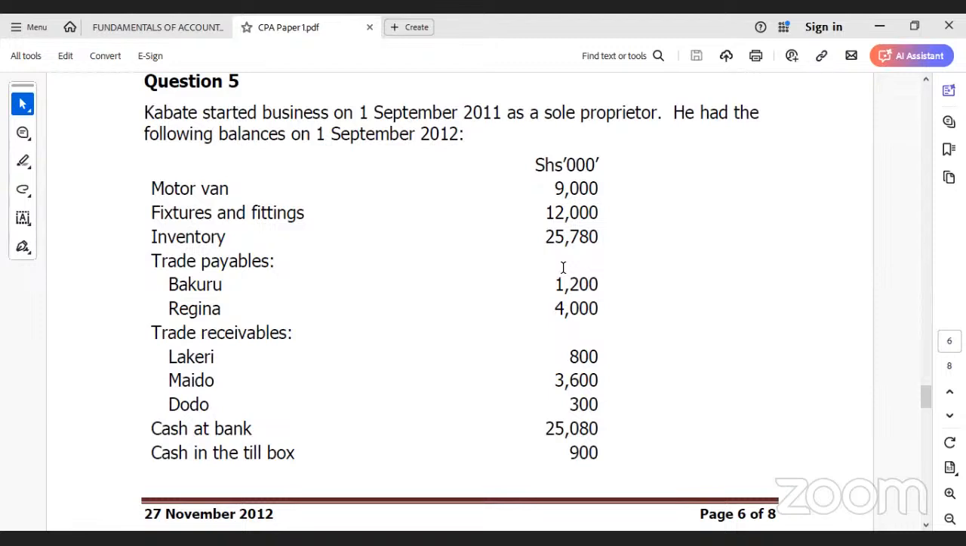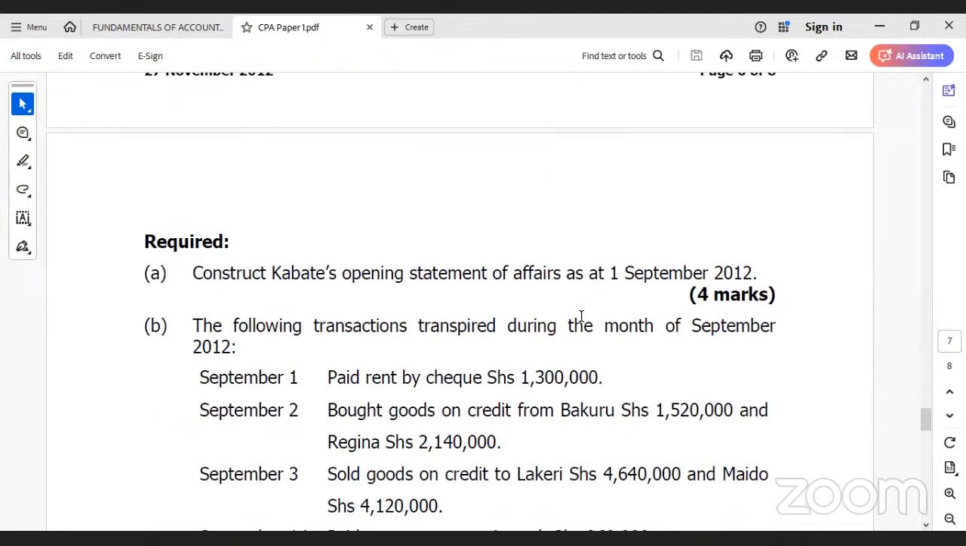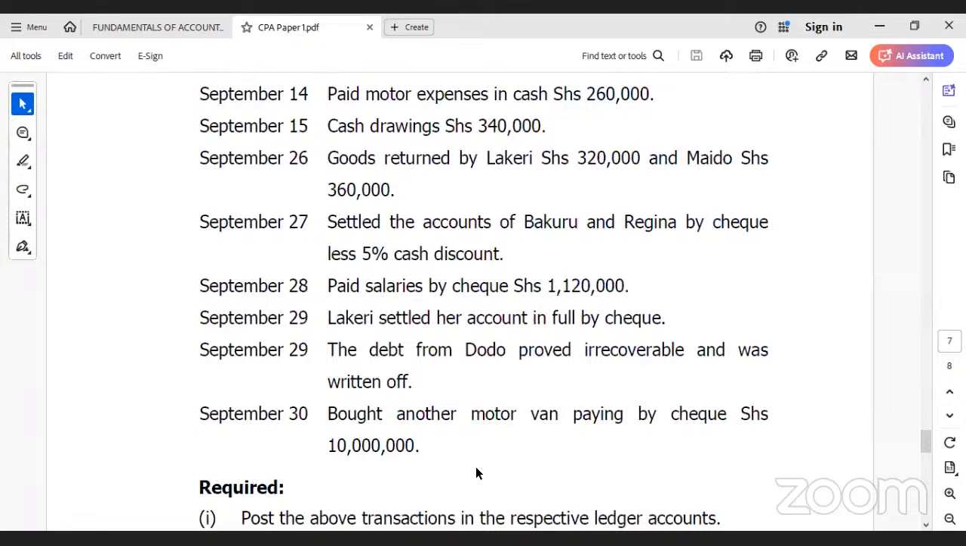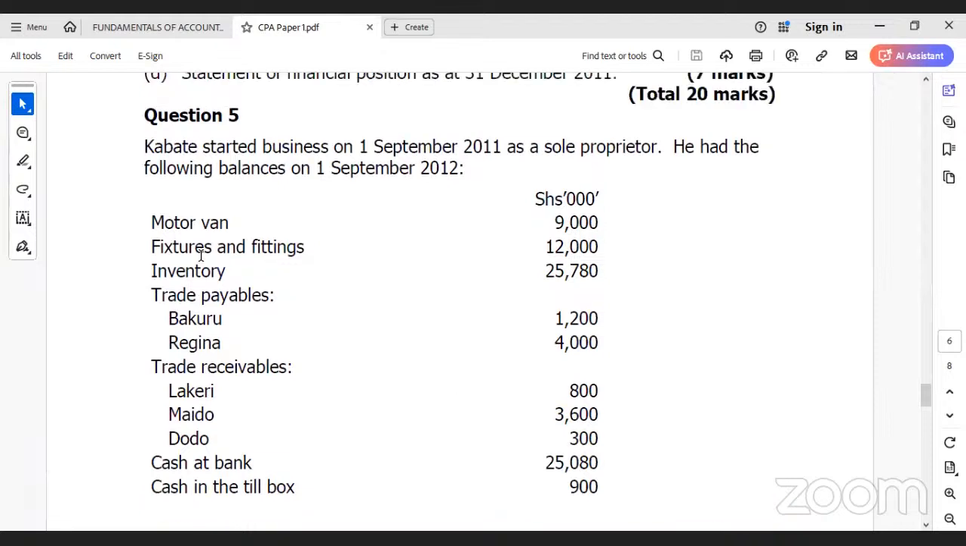So what do we have to do first when it comes to part B of the question, Roman 1? Post the above transaction, the respective ledger accounts. What you have to do first is to come up with T accounts. For the motor van, fixtures and fittings, inventory. Under the trade payables, you come up with the Bakuru's account, Regina. You come up with the Lakeri, Maido, Dodo, cash at bank, and then cash in the toolbox. These are the accounts which you have to prepare first.